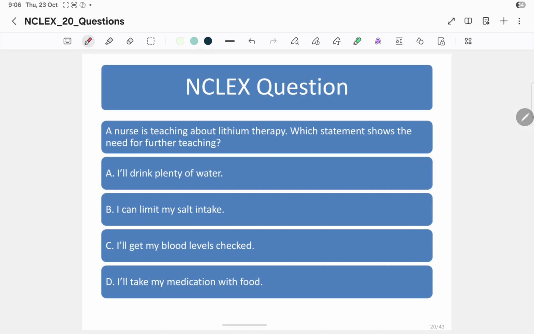Next, a nurse is teaching about lithium therapy. Which statement shows the need for further teaching? A. I'll drink plenty of water. B. I can limit my salt intake. C. I'll get my blood levels checked. D. I'll take my medication with food. So the correct answer will be, I can limit my salt intake. This statement indicates the need for further teaching.